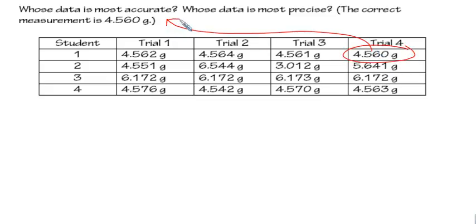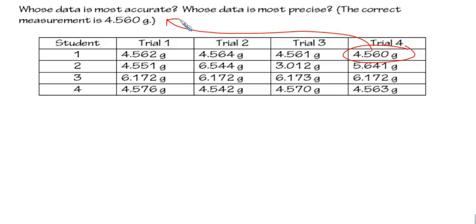It's perfect. Trial 4, student 1. Perfect data. They hit the target. Finally, trial 4 is accurate. Whose data is the most precise means who got like the most reproducible results. Student 1 is still pretty good data. I mean, they're all in the ballpark.